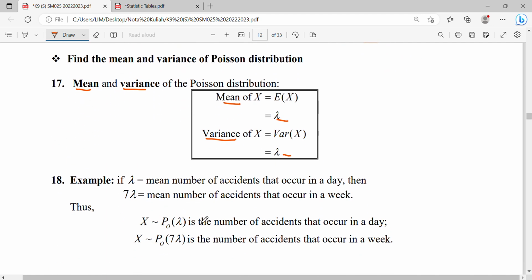So ini lah cara nak tulis. If your definition for the random variable is the number of accidents in a day, dia tulis X distributed Poisson, 1 lambda, lambda saja. So if your situation is in a week, X distributed Poisson, 7 lambda. So 1 week, lambda one day, a week 7 hari, so jadi 7 lambda.